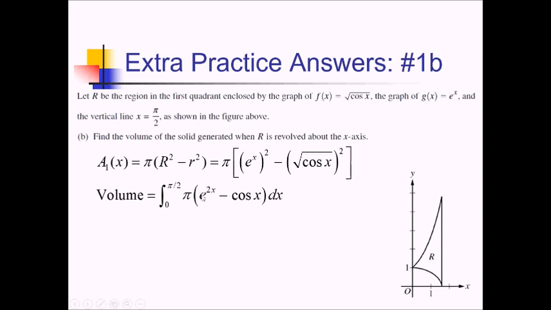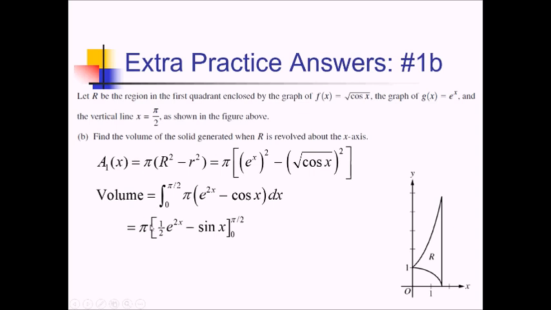And antiderivative of e to the 2x, that's going to be e to the 2x divided by 2, so 1/2 e to the 2x. So we have a pi outside, we have a 1/2 e to the 2x, and then minus cosine of x antiderivative, that's going to be minus sine of x. And all of that being evaluated from 0 to pi over 2.